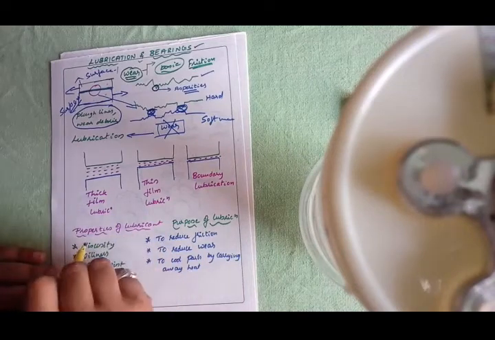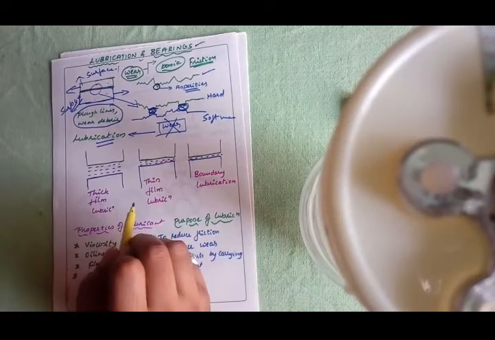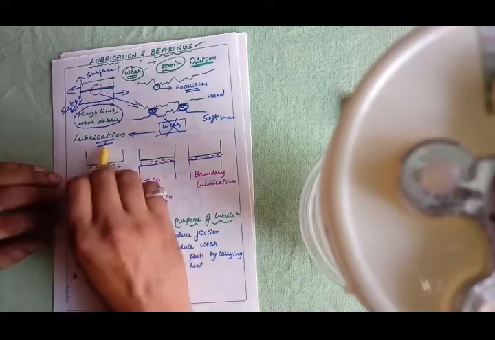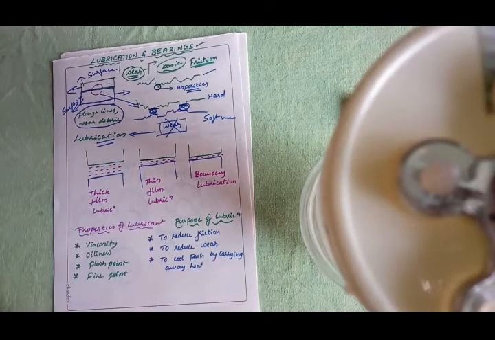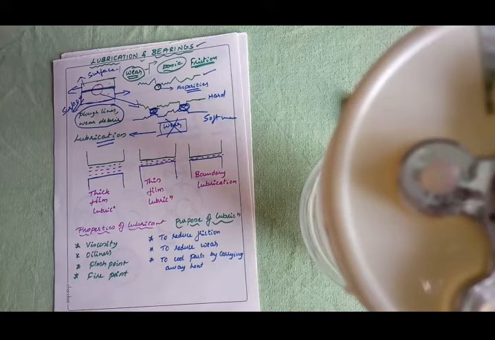Now there are different types of lubrication. That is a concept we are going to understand now. Lubrication is a process where you can avoid the wear between the surfaces which are in relative motion. There are different types of lubrication.